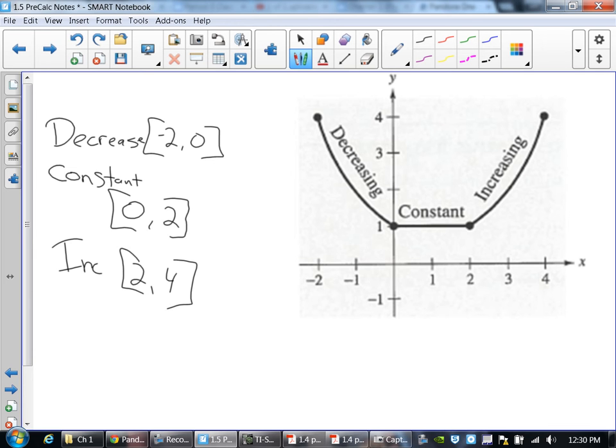Yes, sir? What if on the increasing, like the last dot, that was open, would you put like a... Yeah. That was okay. No, that's fine. It's no big deal. You'll have your open and closed parentheses again.